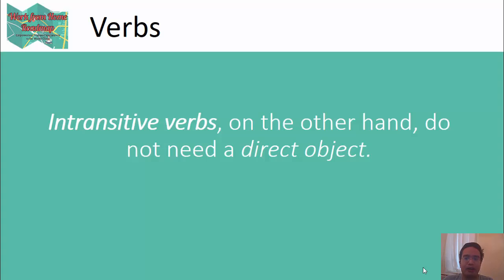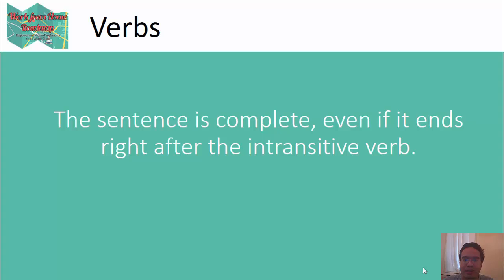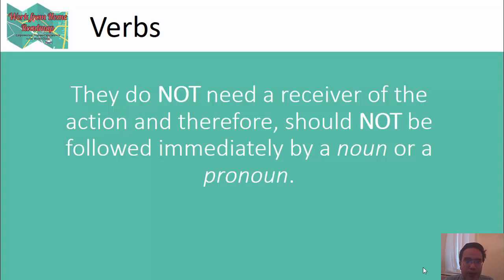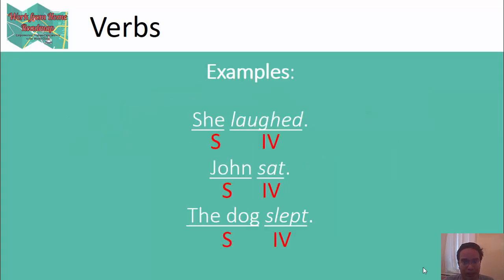Intransitive verbs, on the other hand, do not need a direct object. The sentence is complete even if it ends right after the intransitive verb. So they do not refer to an action that is done to something or someone. They do not need a receiver of the action and therefore should not be followed immediately by a noun or a pronoun. So some examples here.